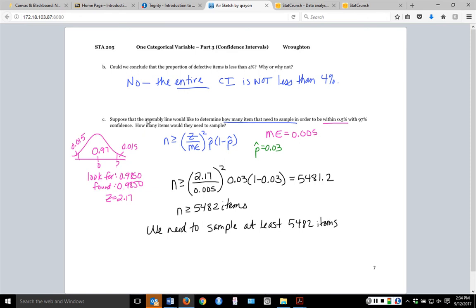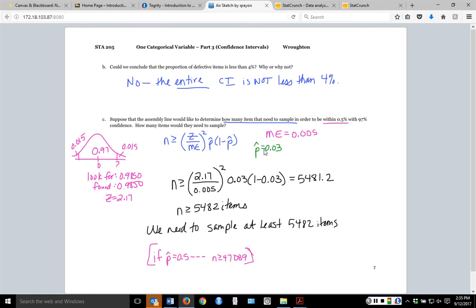Now, as a little note, if we wouldn't have used a p hat of 0.03, if your p hat would have been 0.5 instead, which is what we use when we don't have anything else, what would we have got? Then you would have found that you needed to sample over 47,000 items.